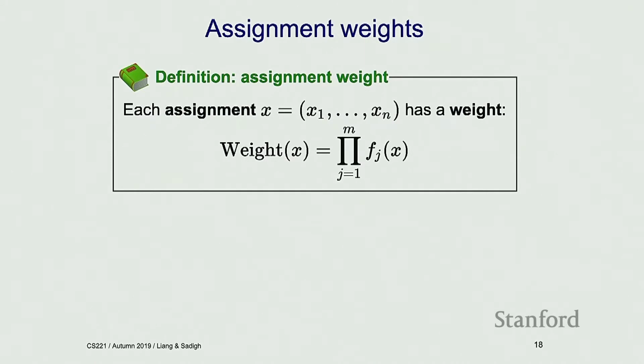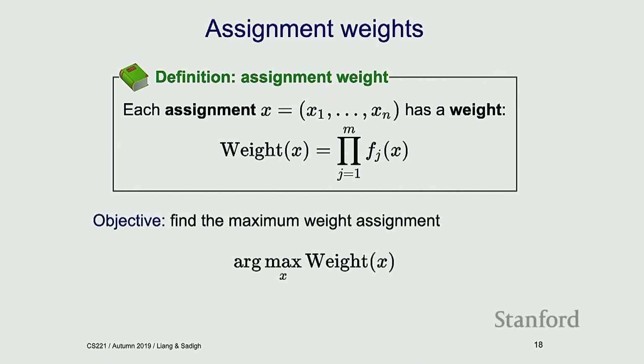All right. So the weight of an assignment x is just a product of the factors of that assignment. And then our objective is to maximize the weight of the assignment. So at the end of the day, what I want to do is find an assignment. I want to find that small x that maximizes the weight of that particular x.